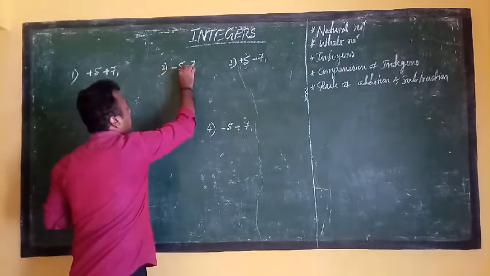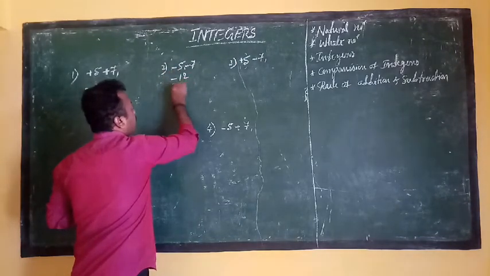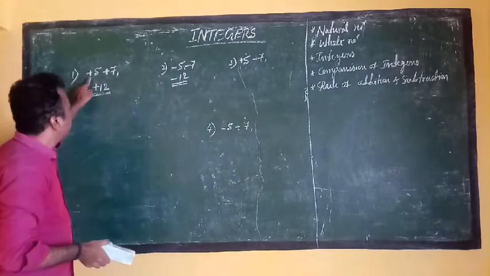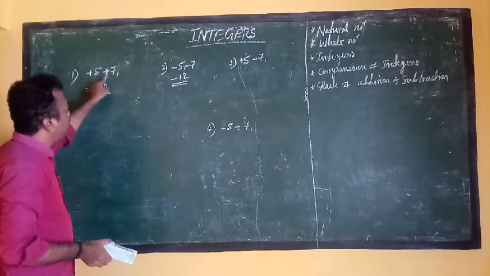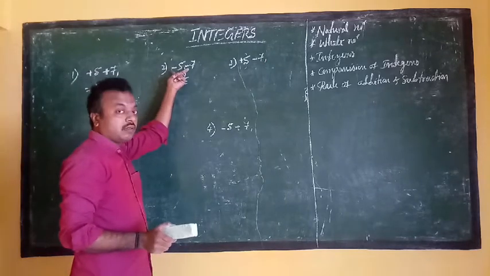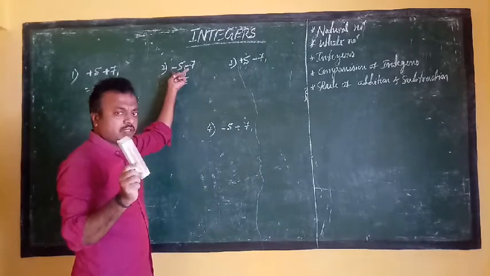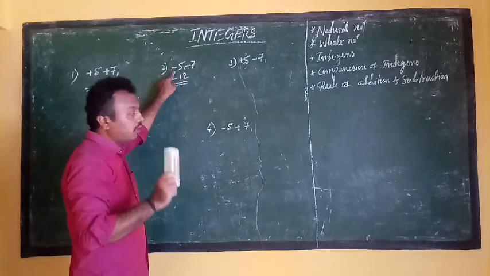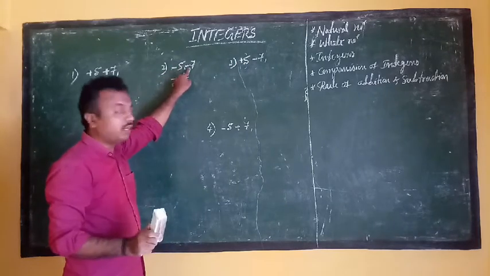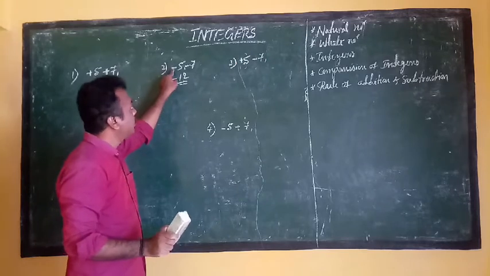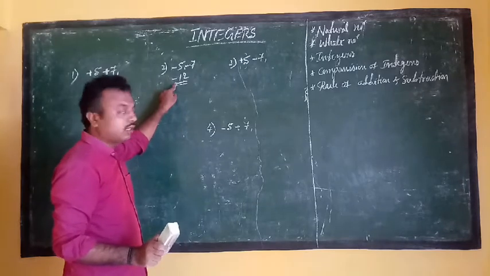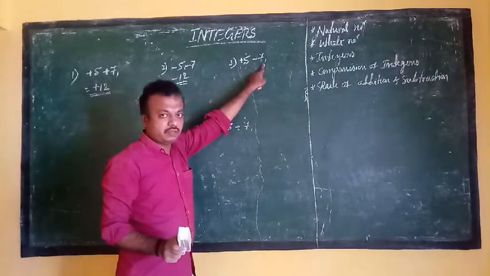Come to the second example. Here minus 5 and minus 7 is there. The result is minus 12. See students, in the first example both signs are the same sign, therefore we will do the addition. Here also negative sign is there, but negative means you have to do subtraction? No, not like that. When the same sign is there, we should do addition. Minus 12, why are you putting a minus? Here both are negative, minus 5 and minus 7, so minus 12. Got it?